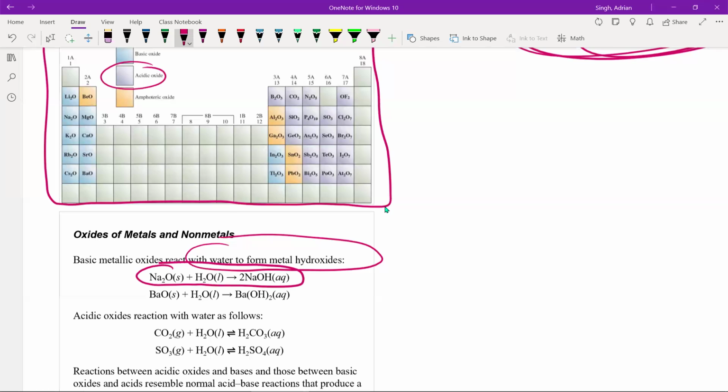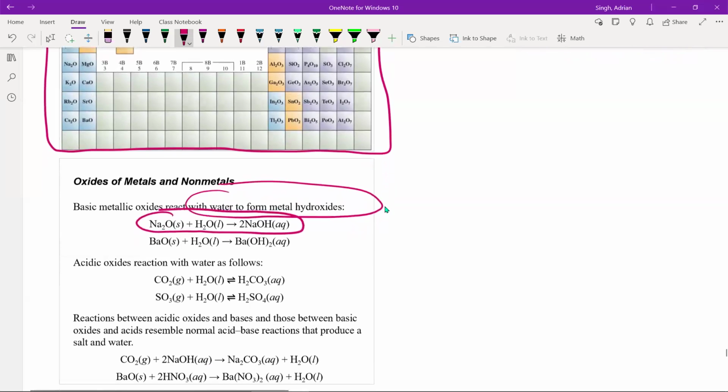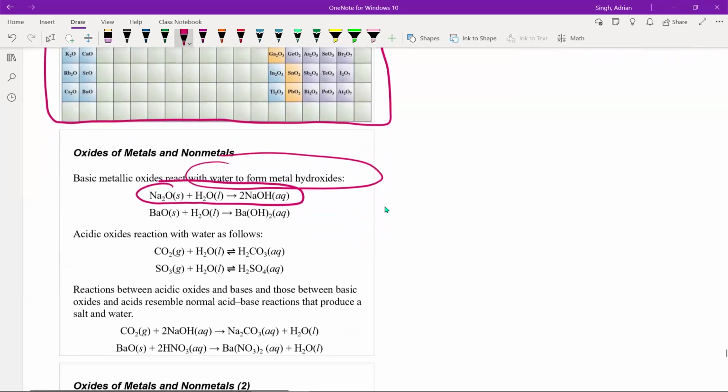On the other side of the periodic table, you'll see the squares that are in purple. Those are acidic ones. And those are your non-metal oxides. Those tend to react with water to produce acids. So for instance, carbon dioxide in the air can react with water to produce carbonic acid. Right, and I mentioned this previously. Whenever you have carbon dioxide dissolved in water, it is going to be an acidic solution because of the carbonic acid that's produced. Other non-metal oxides like sulfur trioxide, a major source of pollution like acid rain, can react with water, rainwater for example, to produce sulfuric acid.